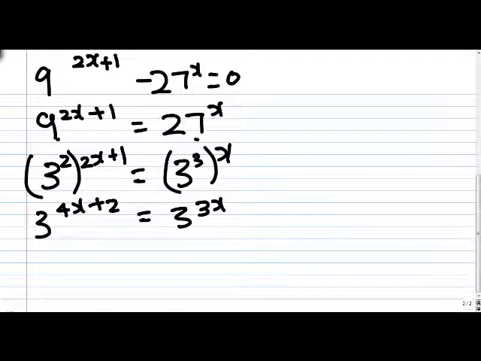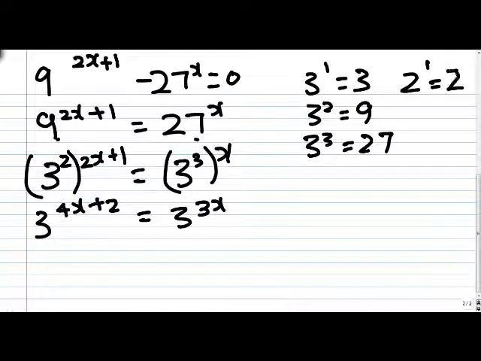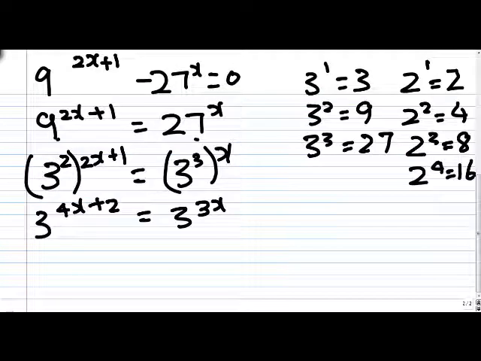Now, you can remember that 3 to the power 1 equals 3, 3 to the power of 2 equals 9, 3 to the power of 3 equals 27. Remember these few, it actually helps you in exponential equations. 2 to the power of 1 equals 2, 2 to the power of 2 equals 4, 2 to the power of 3 equals 8, 2 to the power of 4 equals 16. Okay, these will actually help you to solve your exponential equation, so be well versed in this.